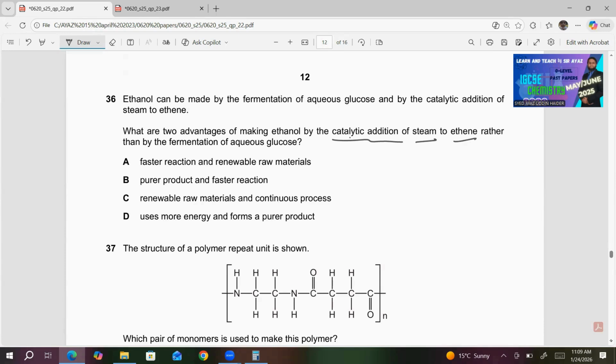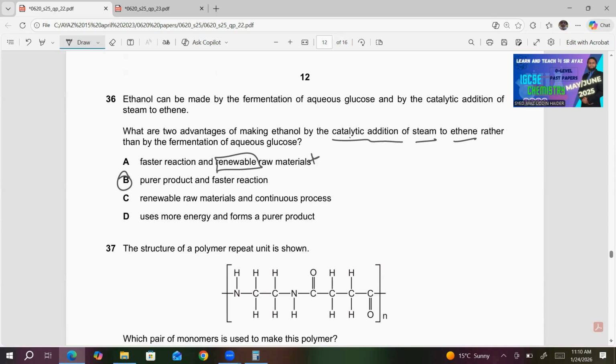And we are using ethene. So ethene is obtained from non-renewable sources. So this can't be the advantage. You can have two advantages, that is pure product and faster reaction. So B looks correct to me. I am looking at the other statements for convenience. A, faster reaction and renewable raw material. Renewable raw material is used in fermentation, not in the making of ethanol from catalytic addition of steam to ethene.